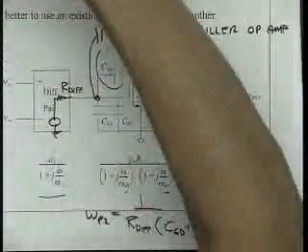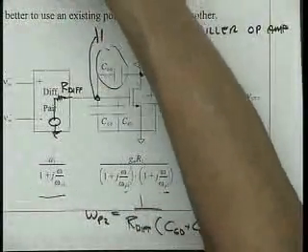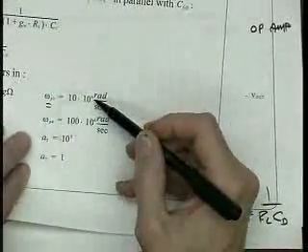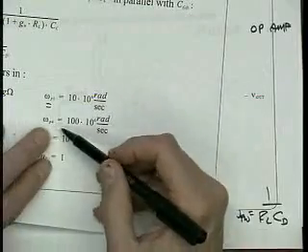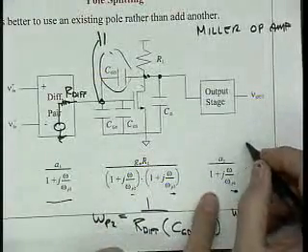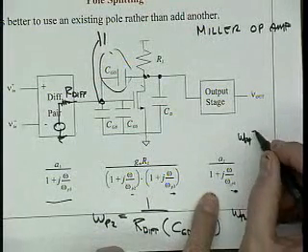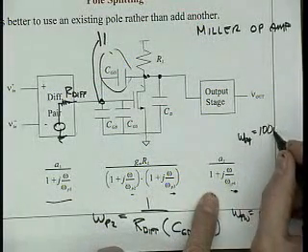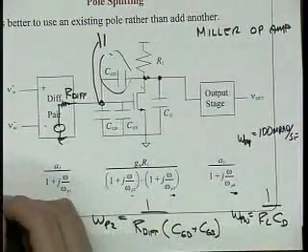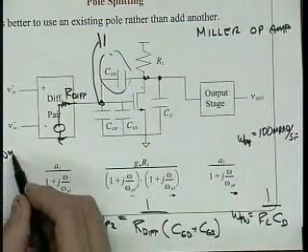So, in fact, let me just put some numbers in. I say that omega P1 is 10 megaradians per second. Omega P4 is 100 megaradians per second. So this pole here, omega P4, is equal to 100 megaradians per second, right? And I'll say omega P1 is equal to 10 megaradians per second.